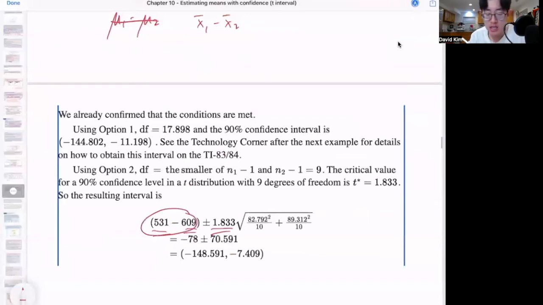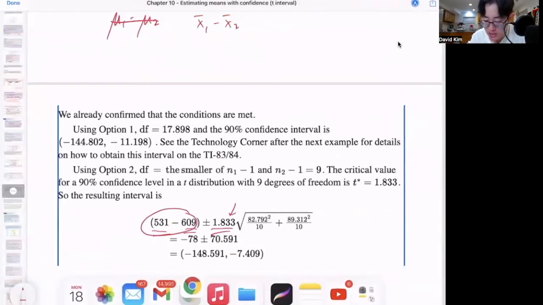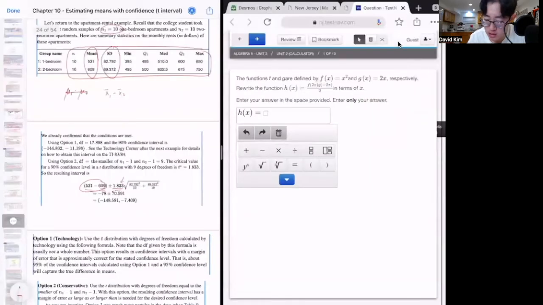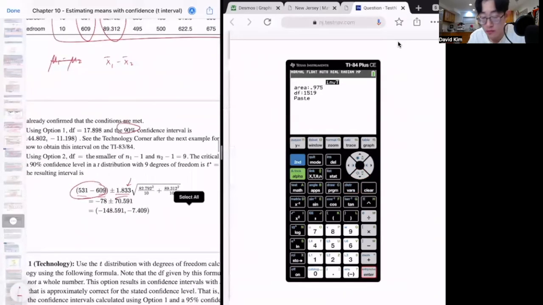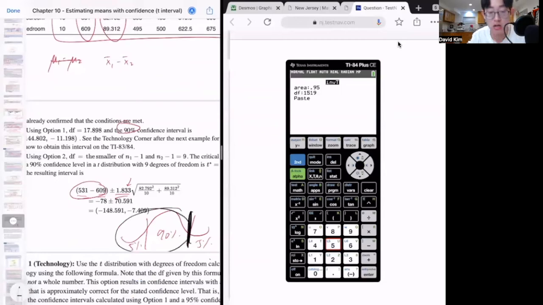And then we have the t star value. Now, again, to determine this value, we always have to go to inverse t. I'm going to show you guys this once again. So if you go to 2nd VARS, we go to inverse t. Now, what is the area for a 90% confidence? It's going to be 0.95. Now, why is that? 90% is in the middle. There should be 5% and 5% in the tails we are talking about here. So that means that this whole thing has to be added up, 0.95.